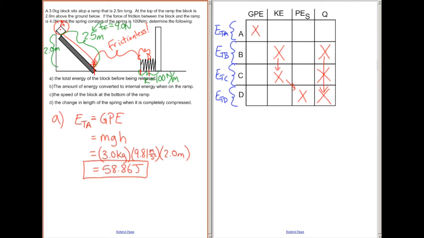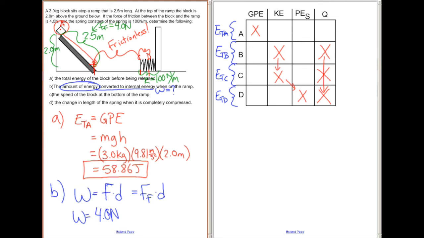Now in part B, we're asked about the amount of energy that's converted into internal energy when it's on the ramp. Now, when energy is converted or added to a system, we typically think of that as being work. So really we're asking what work was done on the block as it slid down that ramp. Well, the work done on that block would be due to the force of friction. Now, we know W equals Fd, where F will be the force of friction of 4.0 newtons times the length of the ramp, 2.5 meters, gives us a work done of 10 joules.